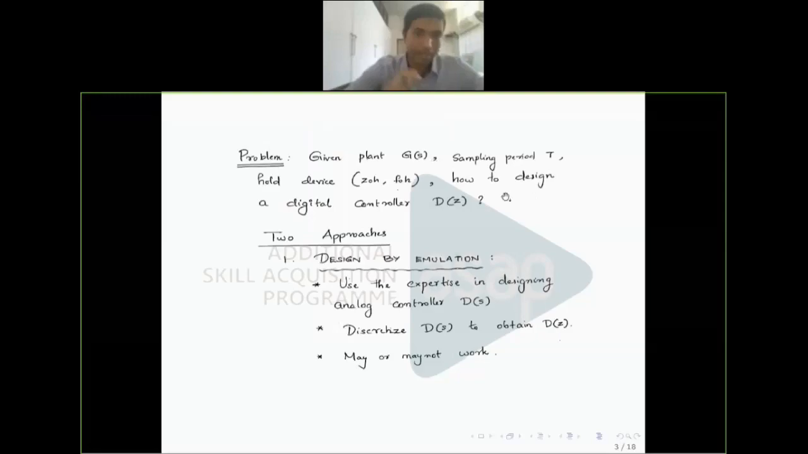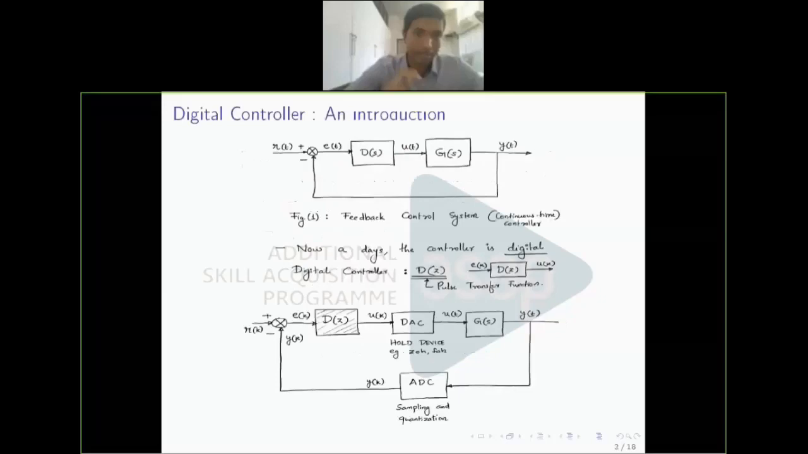So there are mainly two approaches in designing this digital controller. First approach is called design by emulation. This is a straightforward approach. So I'll just go back to the previous slide. Looking from here, what you can observe is, you know how to design D of S, because there is a lot of expertise in designing D of S. Suppose you are given a continuous time plant, you know how to design D of S.